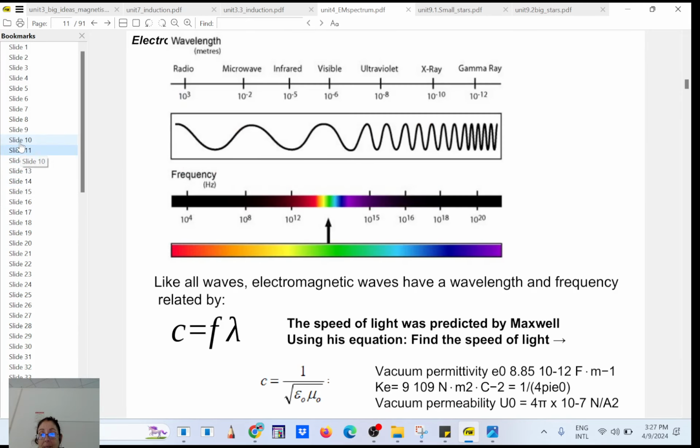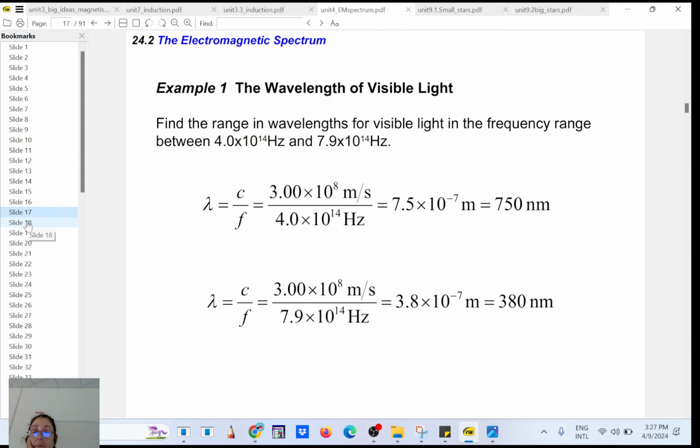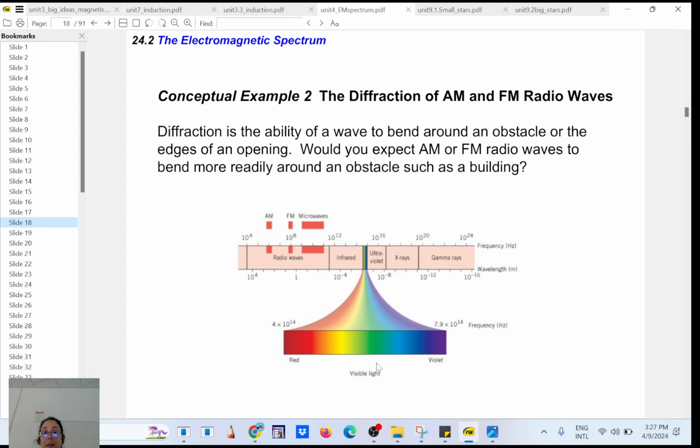Do we have the blue frequency? Okay, so 750 nanometers, and the smallest one is 380 nanometers. No, it's not blue. Which one has the largest wavelength? Red. Here you have violet up to red. So which one has the smaller wavelength? Blue, or violet, right?